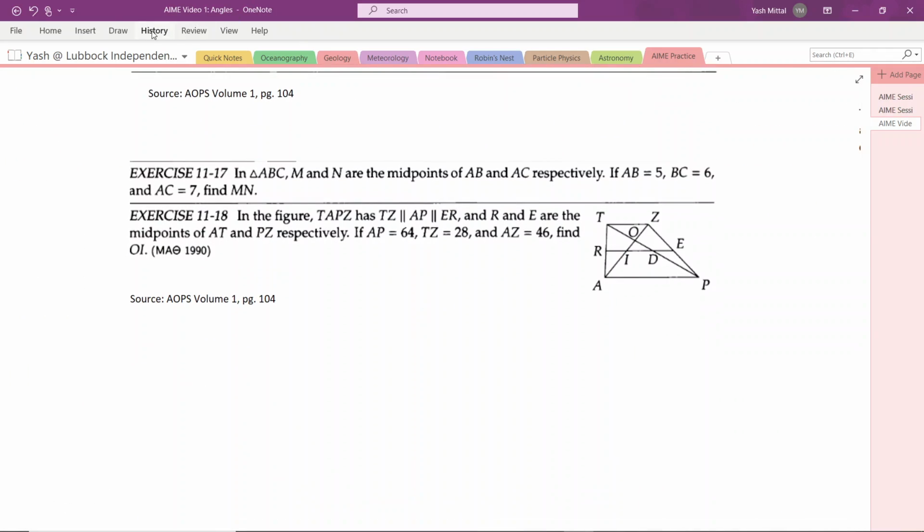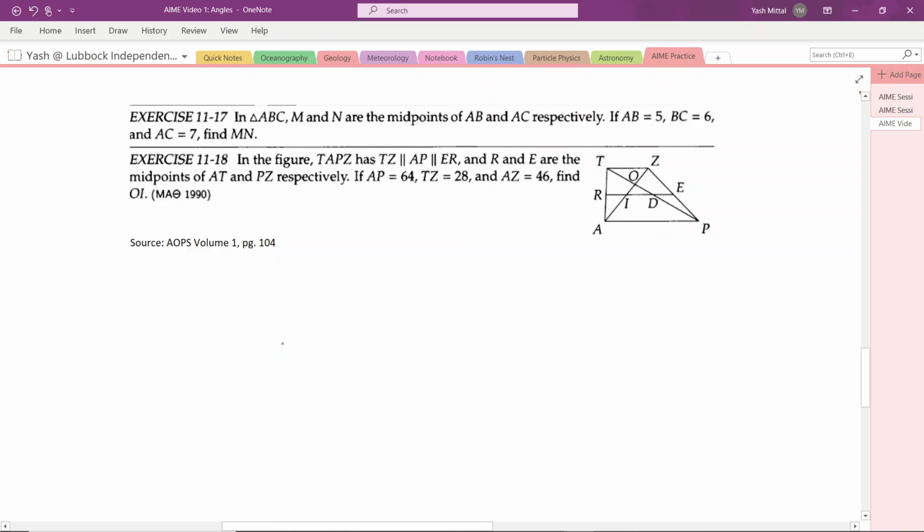Let's look at exercise 1118. So let's just draw it out right here. We have trapezoid TAPZ, where TZ, AP, ER are parallel, and E and R are the midpoints of AT and PZ. If AP equals 64, TZ equals 28, and AZ equals 46, find OI.